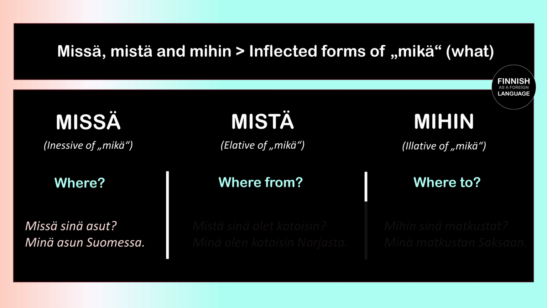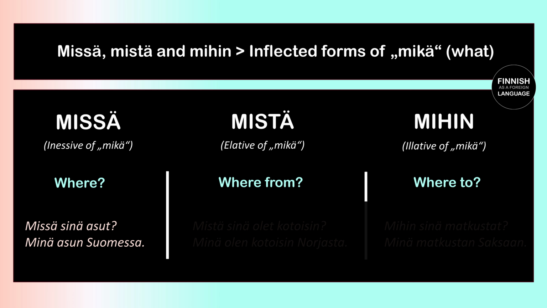When we get asked missä sinä asut, which means where do you live, then we can for example answer minä asun Suomessa. Minä asun Suomessa means I live in Finland. Minä means I. Asun is the first person singular present tense of the verb asua, which means to live, and Suomessa means in Finland. It's the inassive case of Suomi, meaning Finland. Let's repeat. Missä sinä asut? Minä asun Suomessa.